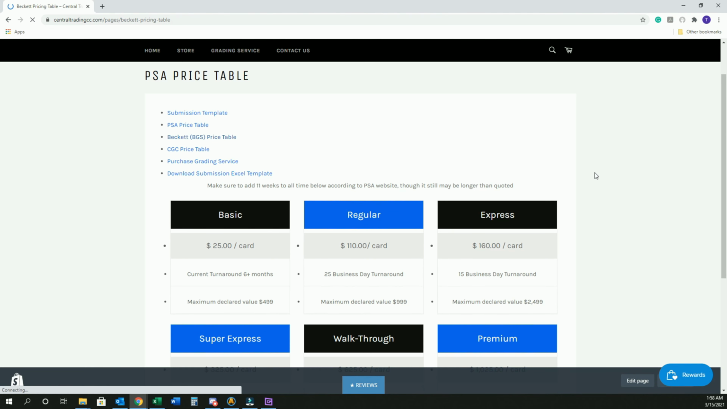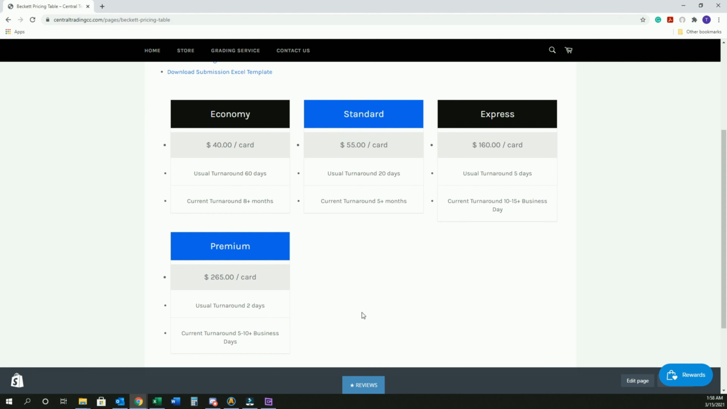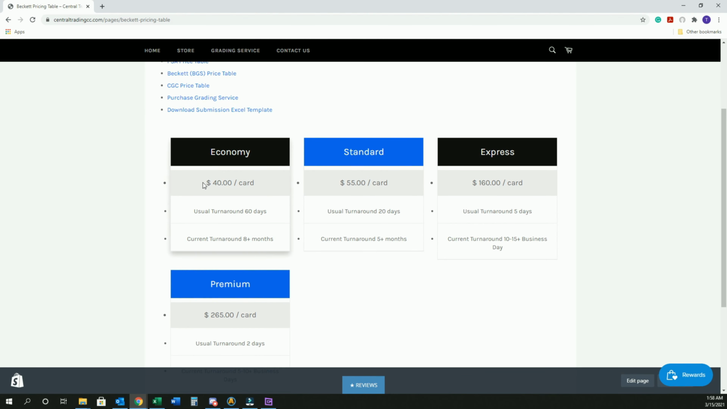Similar thing for Beckett over here as well. We can go to the Beckett tables here. They have four. Right now they're $40 a card. These are all sub grades though, so we only submit to Beckett with sub grades, just FYI. But looking at $40 a card for your bulk, usually it's a 60-day turnaround, but currently we're at about 8 months.